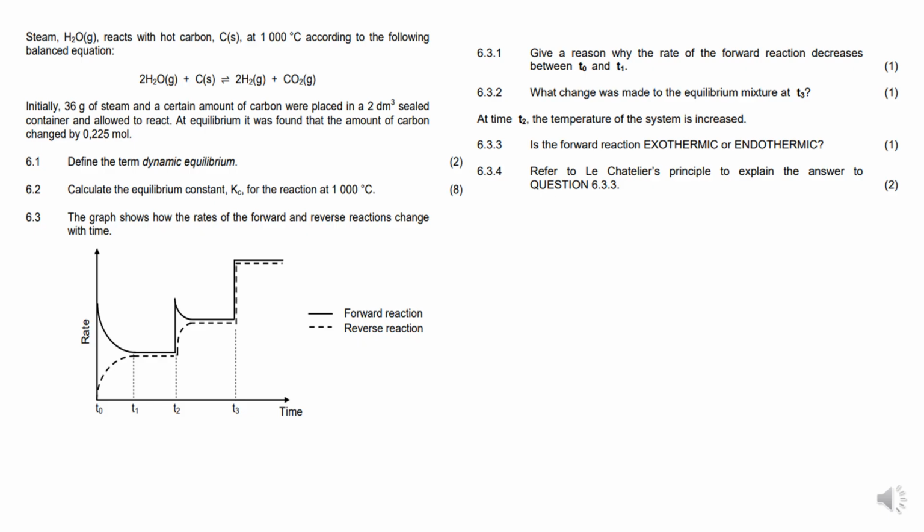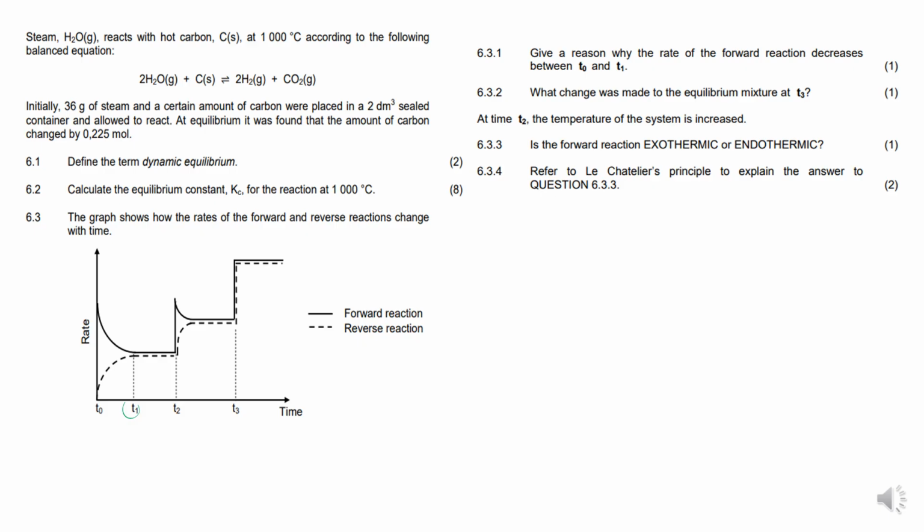Let's leave the Kc value and go to the graph. The graph shows how the rates of the forward and reverse reactions change with time. The forward reaction is the solid line, and the reverse is the dotted line, right? Let's analyze it together. At T0, when the reaction begins, the rate of the reverse reaction increases and the rate of the forward reaction decreases. At T1, equilibrium is reached for the first time, and then a disturbance happens at T2 that results in which reaction being favored? The forward reaction, right?